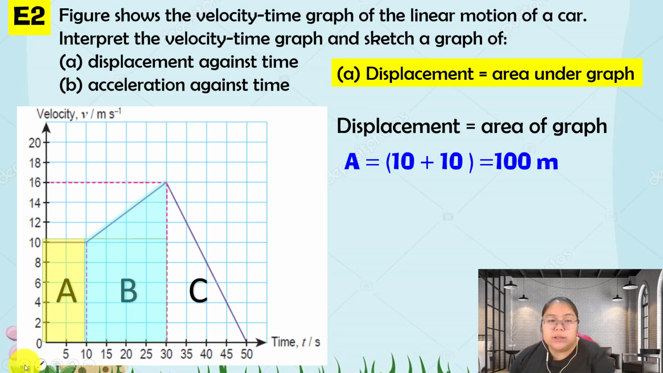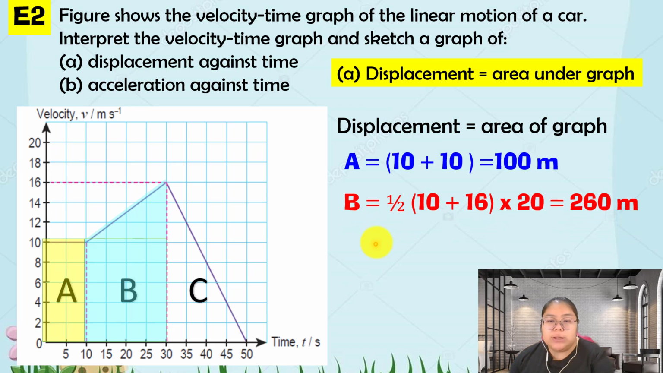Okay, part B is a trapezium. So for the trapezium, we use half times (A plus B). A is 10, B is 16. The other length should be 30 minus 10, so that's 20. So we get it. For part B, the displacement is 260 meters.